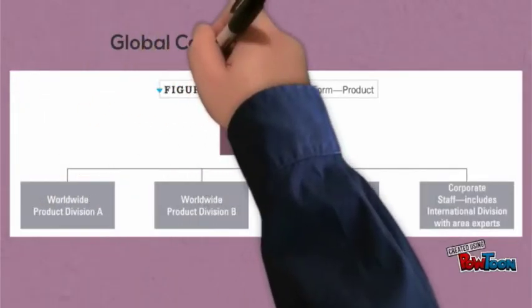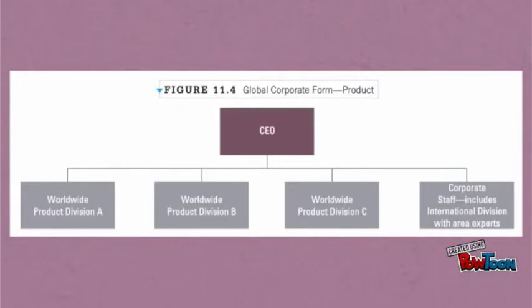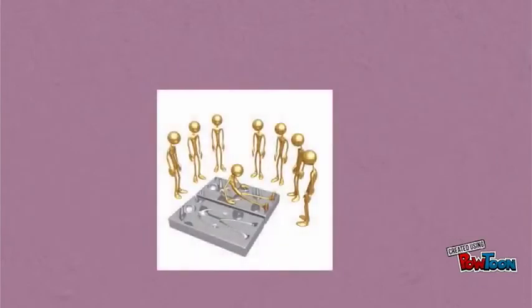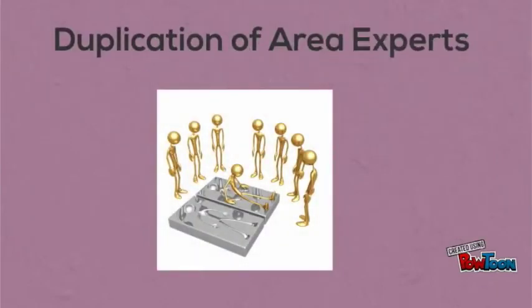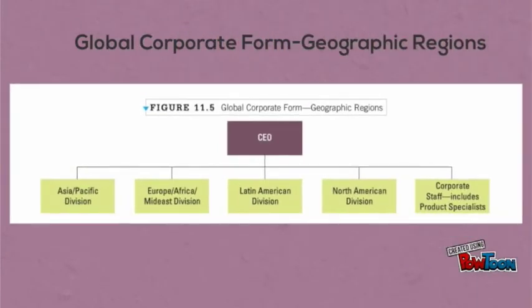The next organizational strategy is global corporate form product. In this present-day global form, product divisions are responsible for the worldwide operations, such as marketing and production of products under their control. While in many cases this is a very effective model, its downside is that it creates a duplication of area experts.